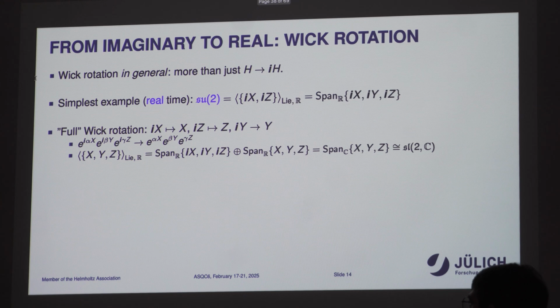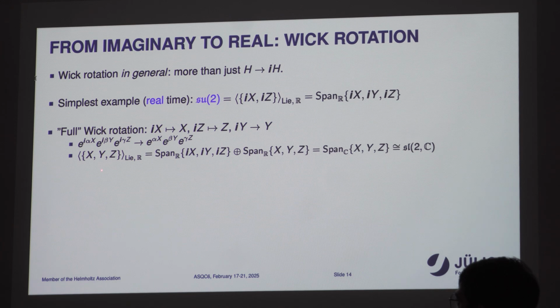So one might think, okay, let's put an additional I on top of everything, which means we transform each IX to X, IZ to Z, IY to Y. And so we have this kind of correspondence where we have some real-time evolution in terms of unitaries, and then some imaginary time evolution in terms of the corresponding Pauli operators.